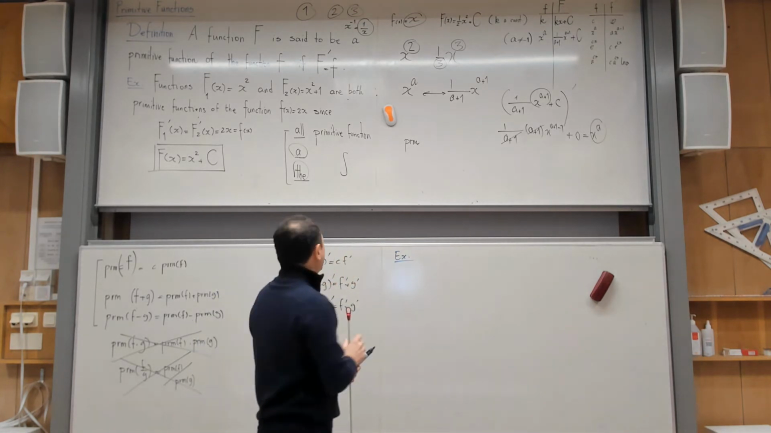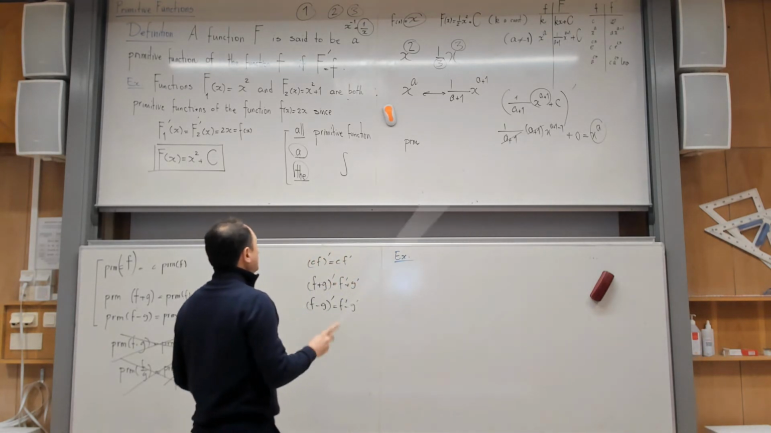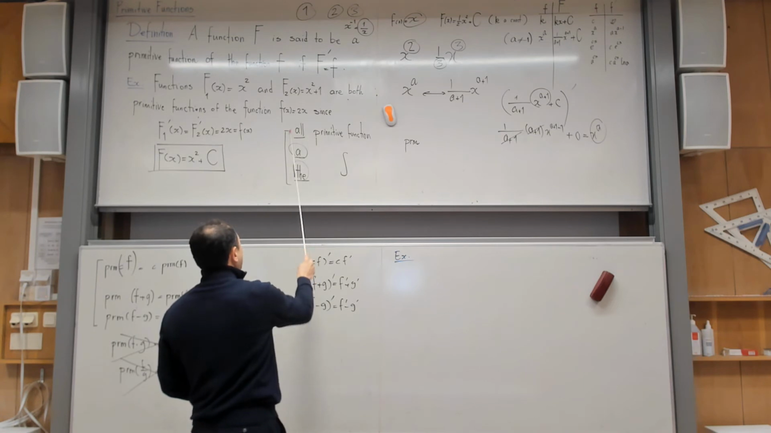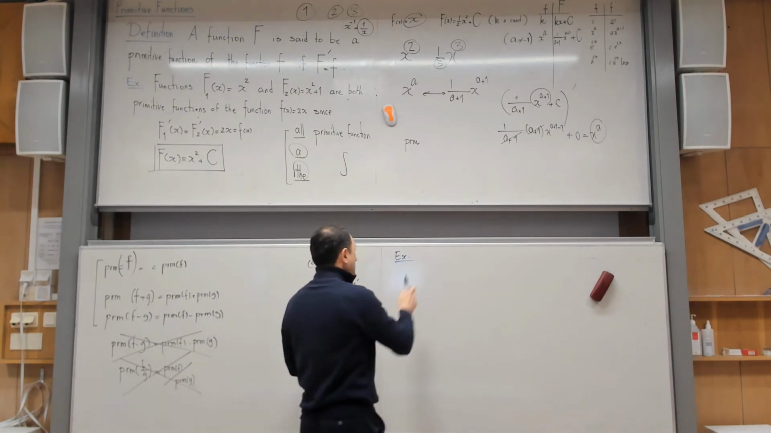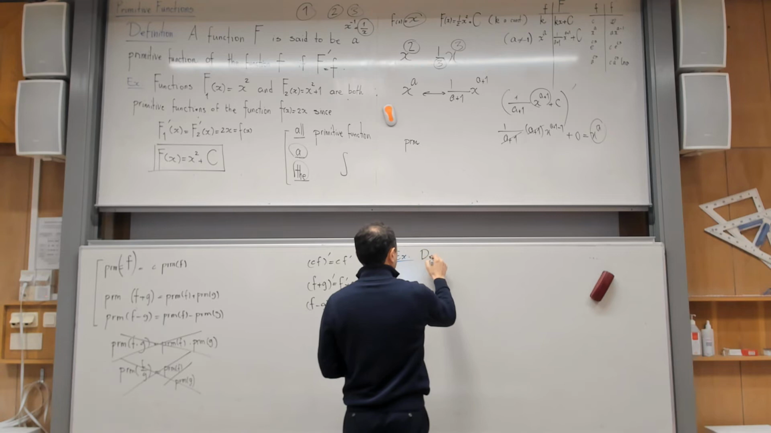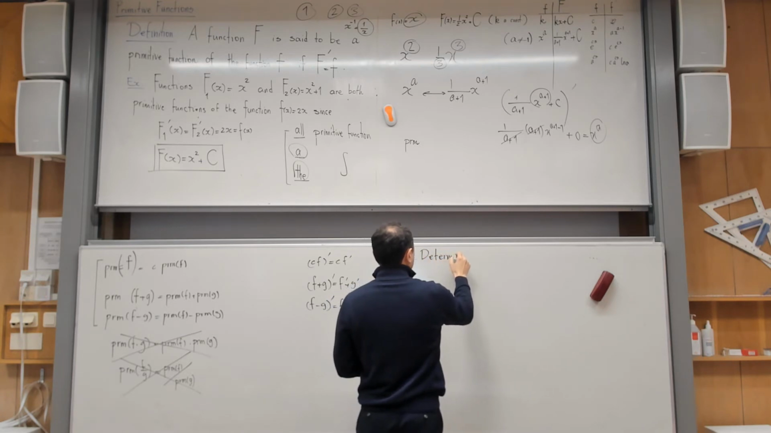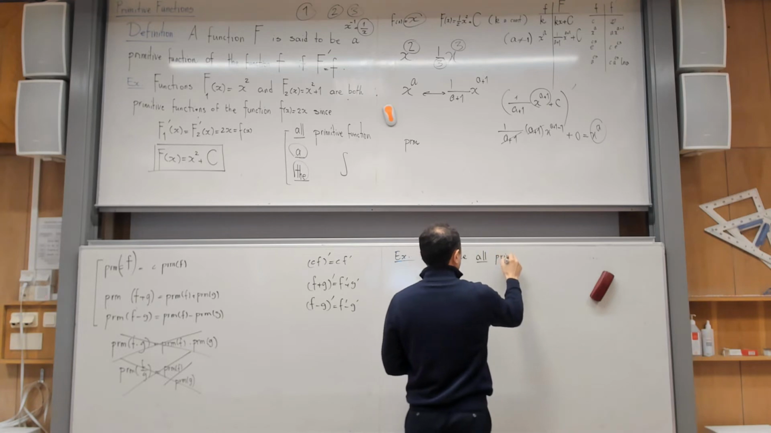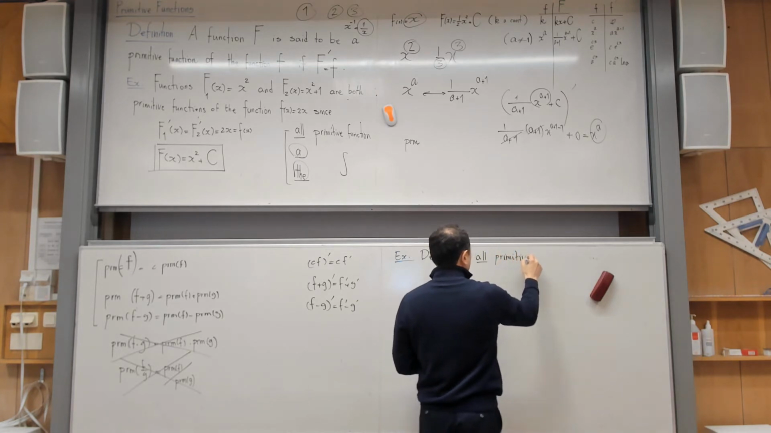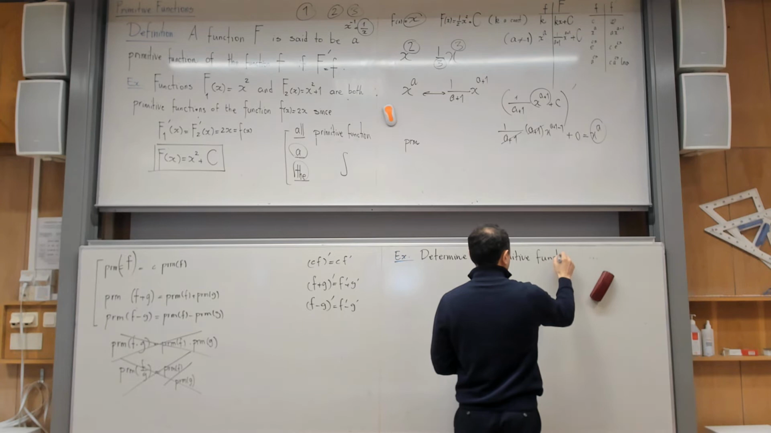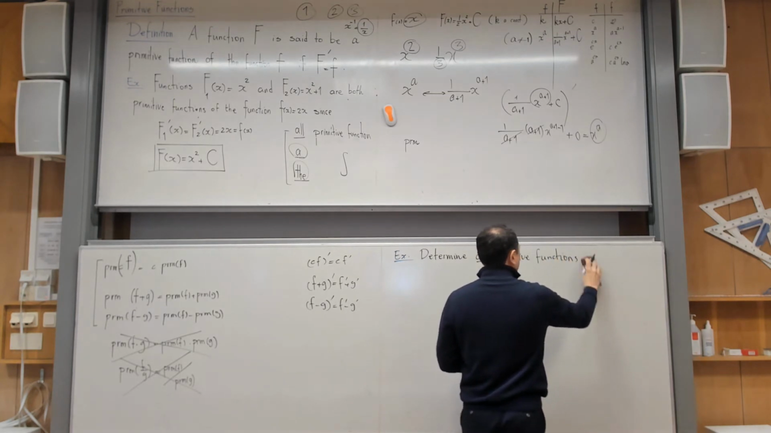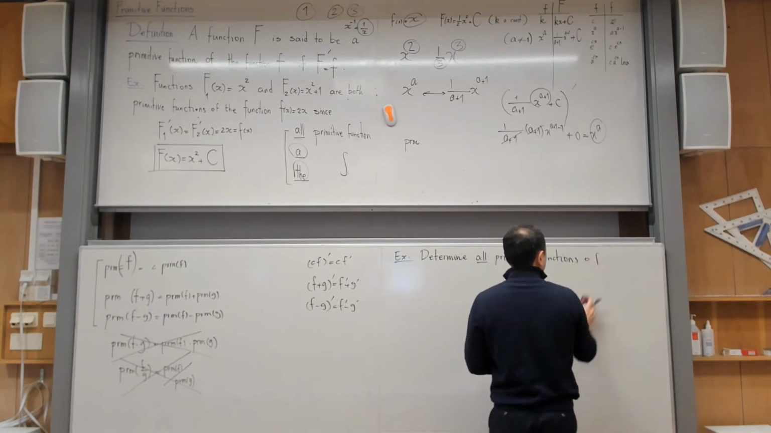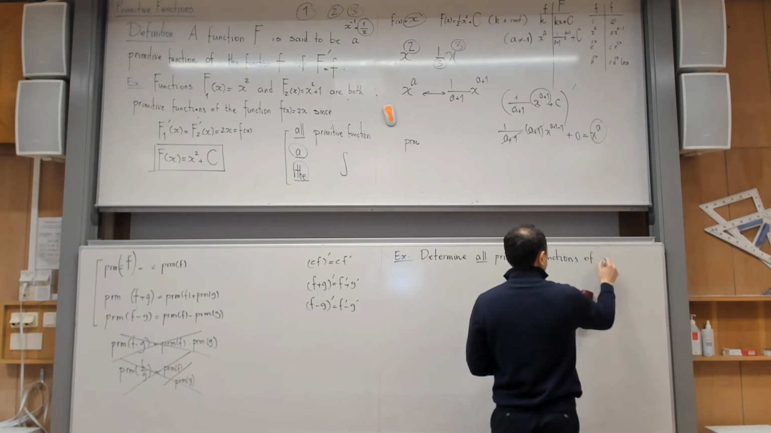I will stick to this "all" so that you get used to it. For the time being, let me just use "all", yes? So determine all primitive functions of the following functions. Of each function.